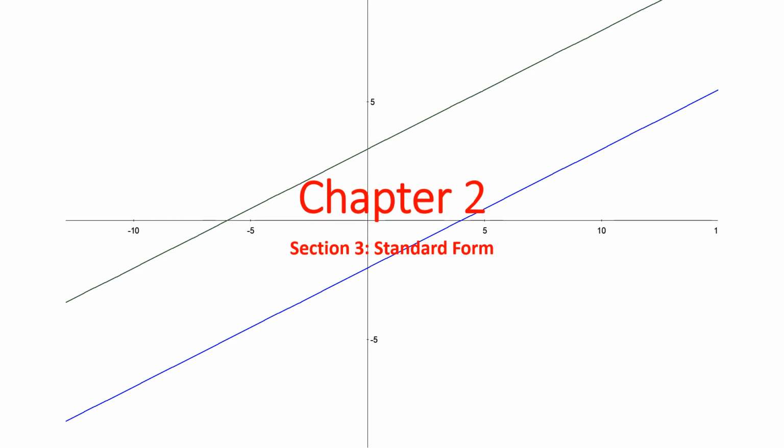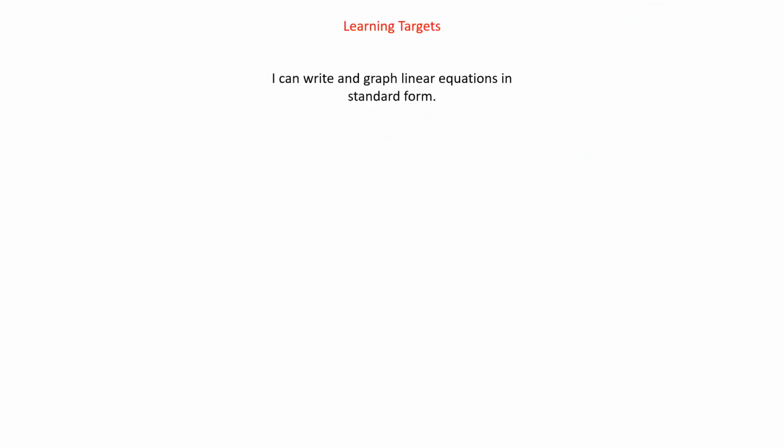So our learning target for today is I can write and graph linear equations in standard form. And so the question here is, what is standard form? So far, our forms have looked like y equals something. Standard form, though, isn't. It's ax plus by equals c.